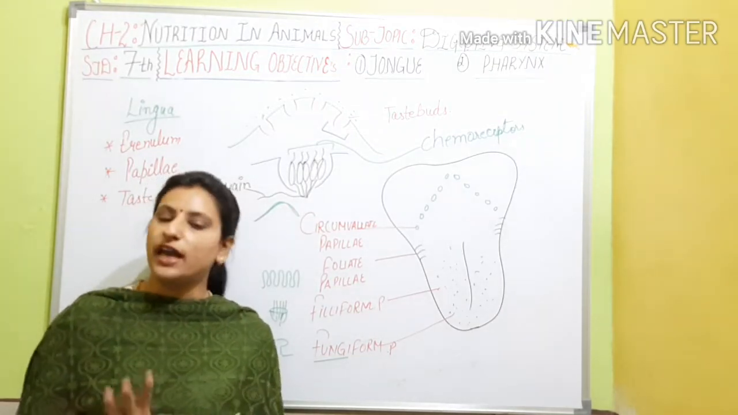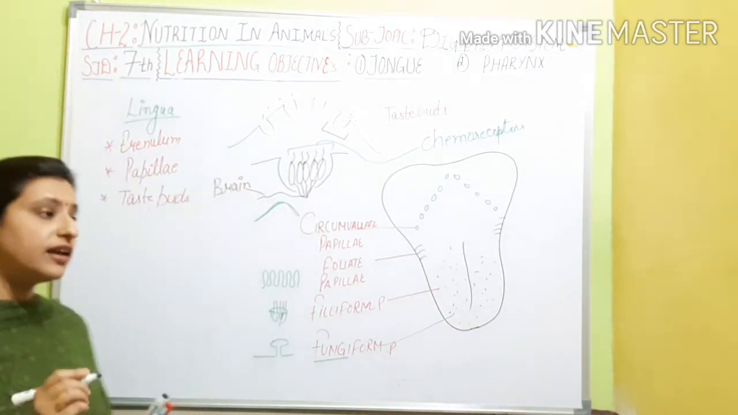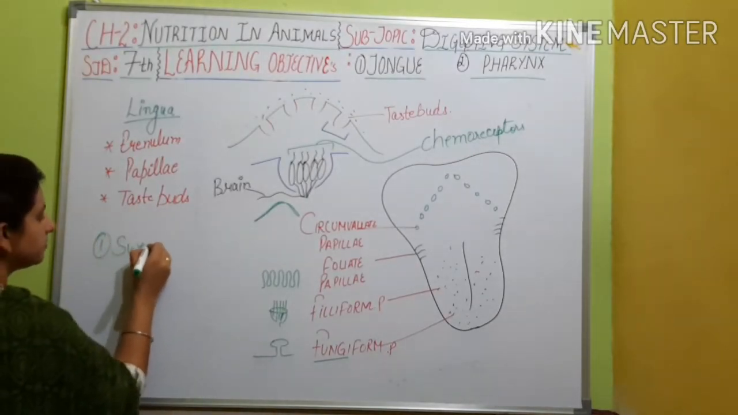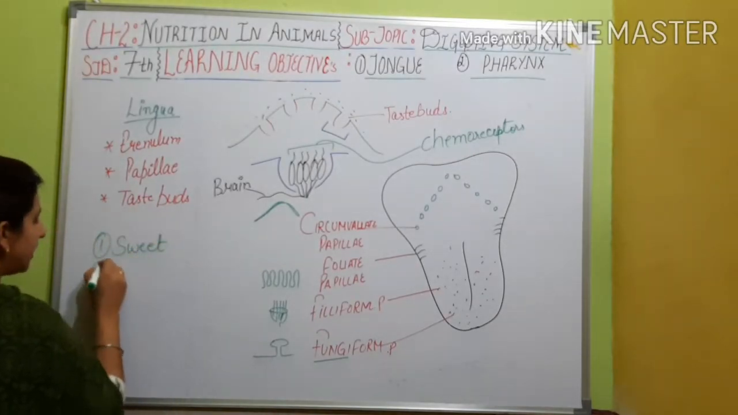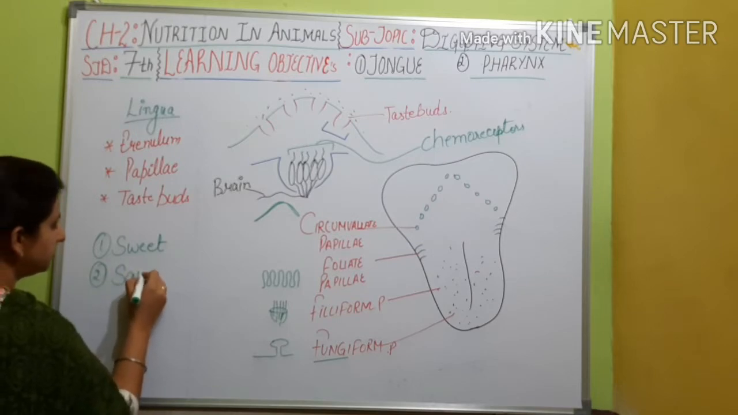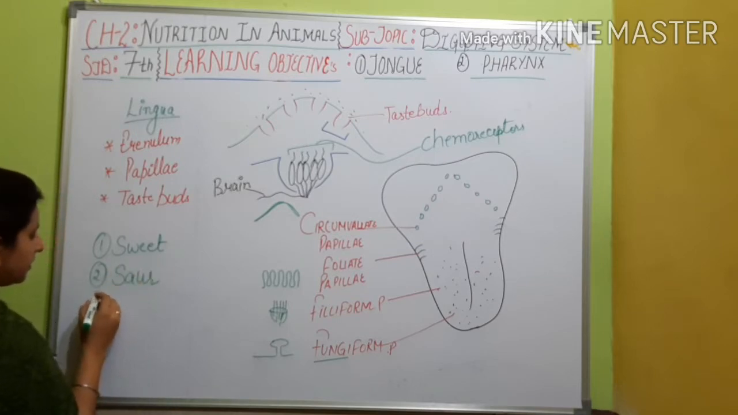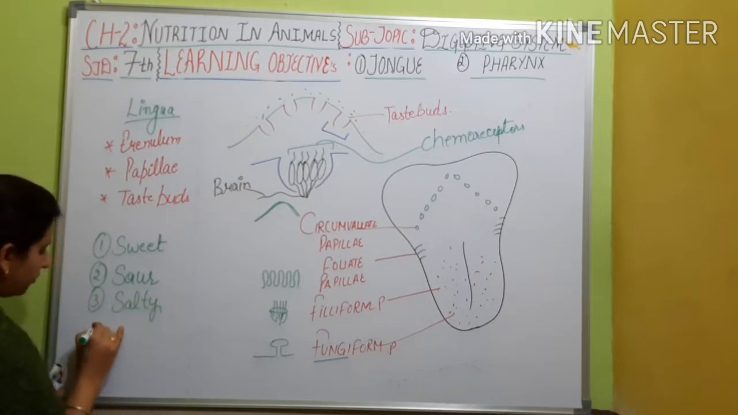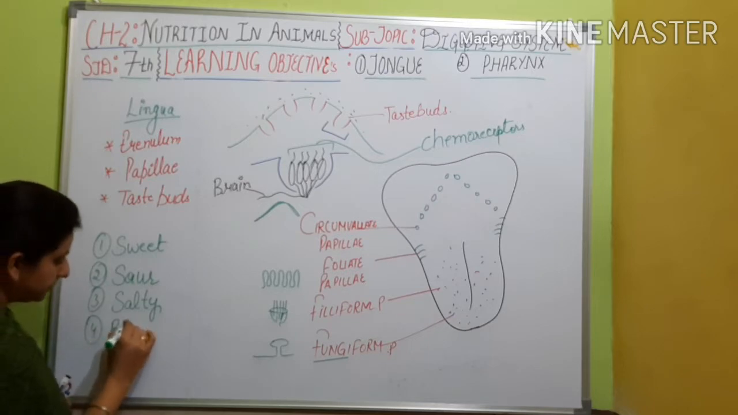So there are 4 types of taste which our tongue can identify. First is sweet, second is sour, third is salty, and the fourth one is bitter.